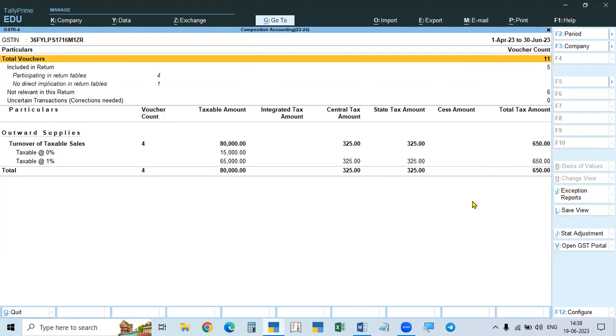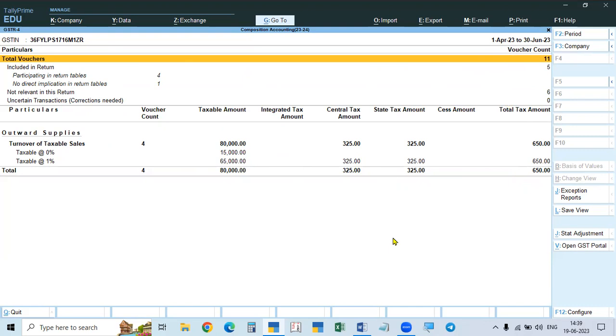This is a return. It is not called CMP, it is called GSTR 4. So the details we filed in CMP 08 for four quarters will automatically go to that one. That is called auto population. The data will be auto populated, and that cannot be changed at all. And this is our sales.